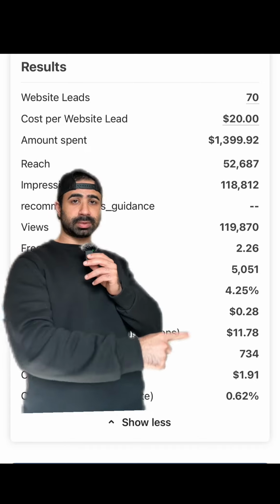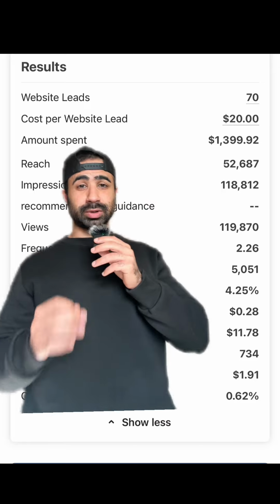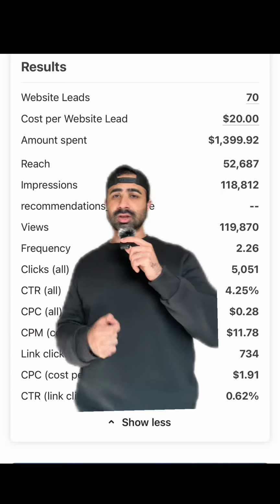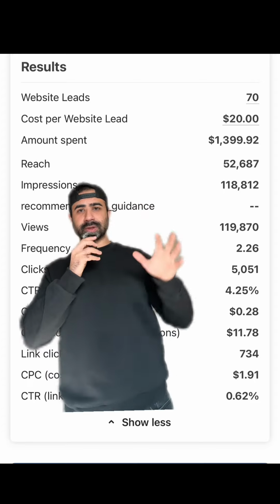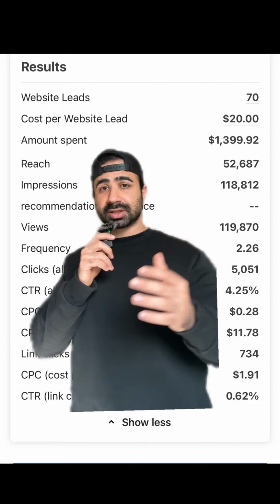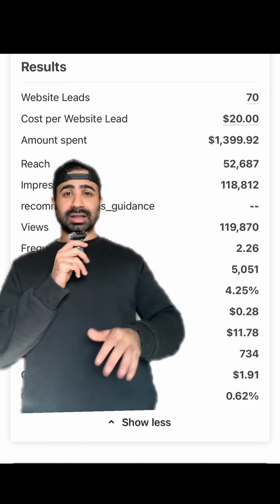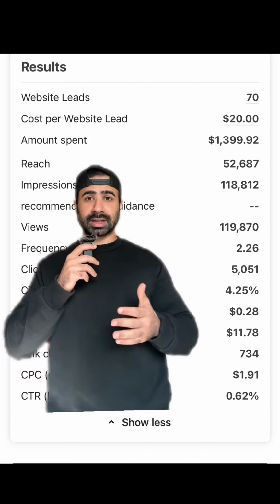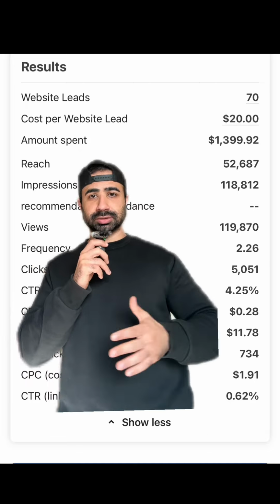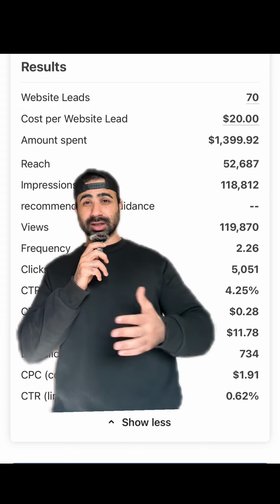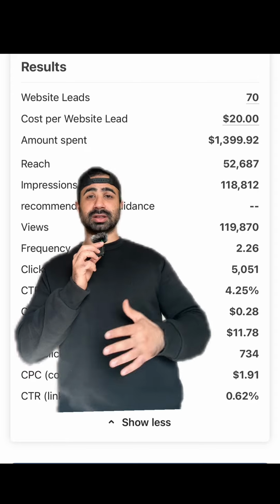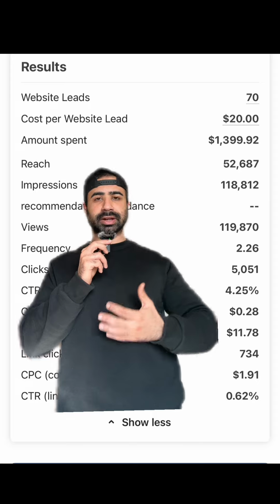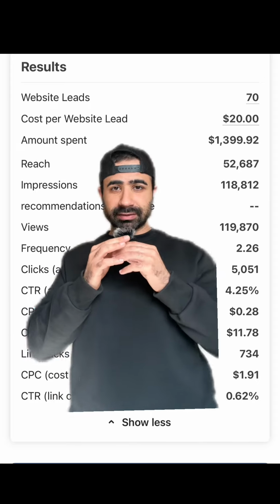So, for example, here our cost is $11.78. That's how much we have to spend to get 1,000 impressions. Now, in some other places, other roofers in bigger cities, this cost is 5x or 6x. Like sometimes it's $60 to get 1,000 impressions, $50, $40. That's typical whenever you're running ads in roofing because it's a very competitive industry. A lot of people are advertising.